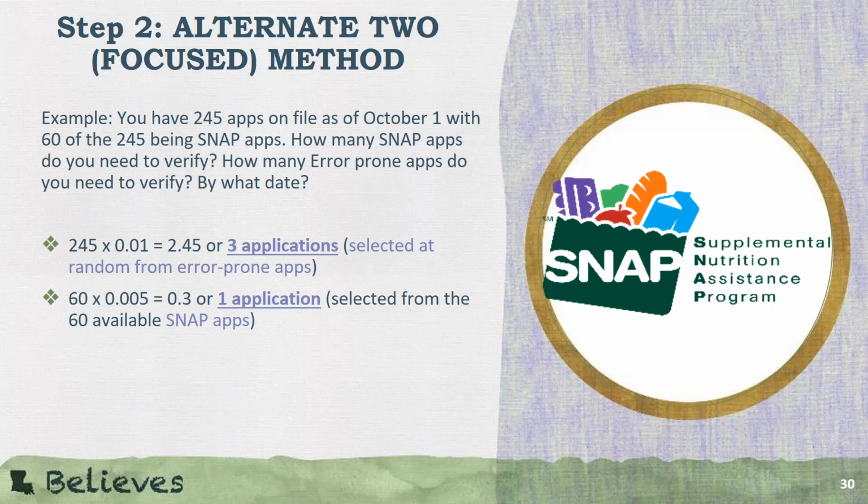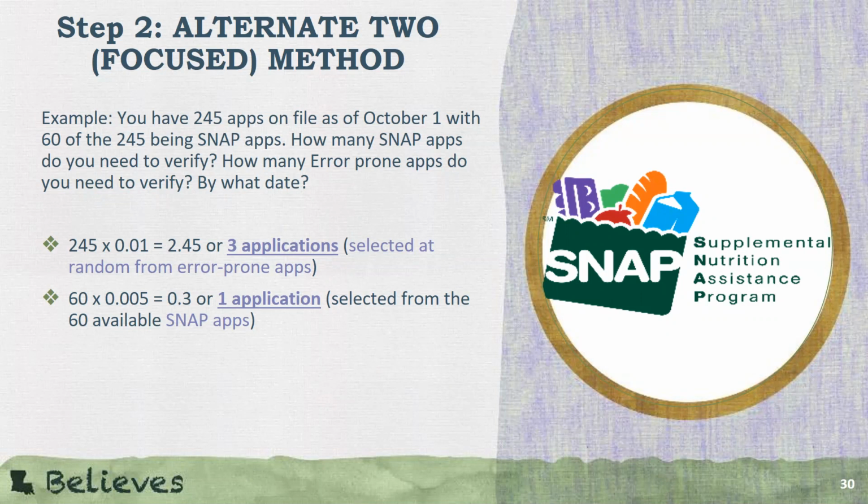Next, we will calculate the number of SNAP applications we need to verify. We will multiply the number of SNAP applications on file. Remember that these applications have SNAP numbers that were not found on the direct certification SNAP list, and you will multiply that by 0.5%. So in this case, we have 60 SNAP applications multiplied by 0.5%, which is equal to 0.3 rounded up to 1 application.